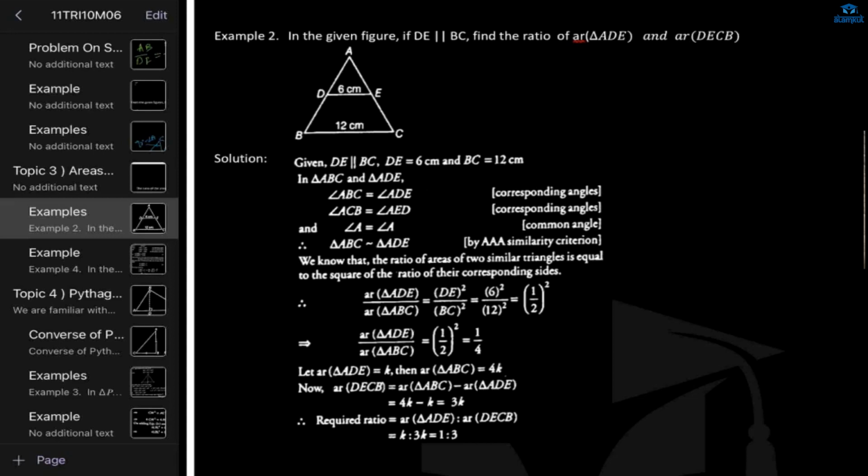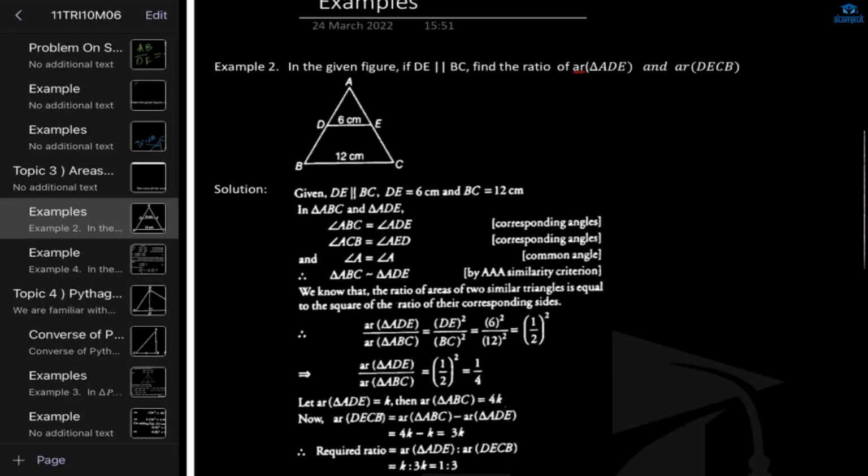Okay. Now let's see the question based on the area of the triangle. Question number 1, example number 2: in the given figure, DE is parallel to BC. Now, DE is parallel to BC is given, that means this condition is given. You have to find the ratio of the triangles. The two triangles whose ratio we need to find out are ADE, the smaller one, the top triangle, and the second one, which is not a triangle.